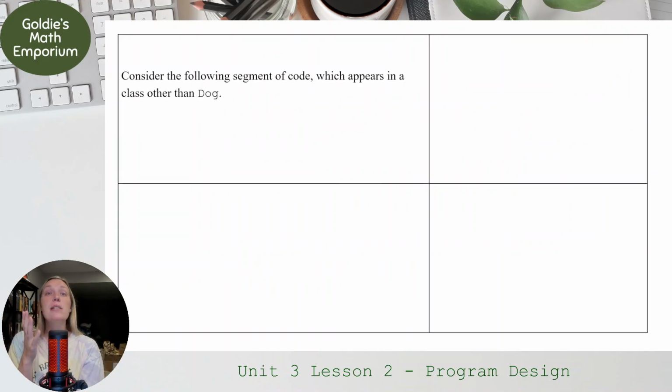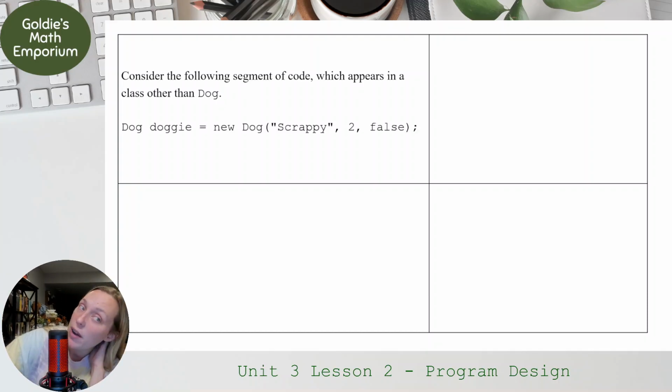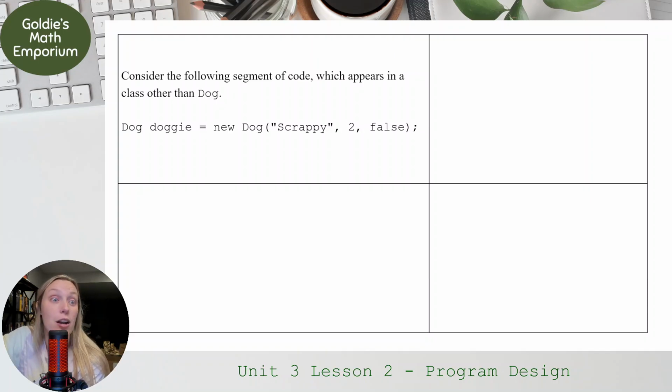Okay. So this is an example of some code segments that go along with that. Consider the following segment of code which appears in a class other than dog. That means you have your dog class, but this code is going to appear in another class, right? So if I have Dog doggy equals new Dog, and then I have Scrappy, 2, false. So I constructed this dog, name of Scrappy, age of 2, false, Scrappy is not a good dog. Okay.